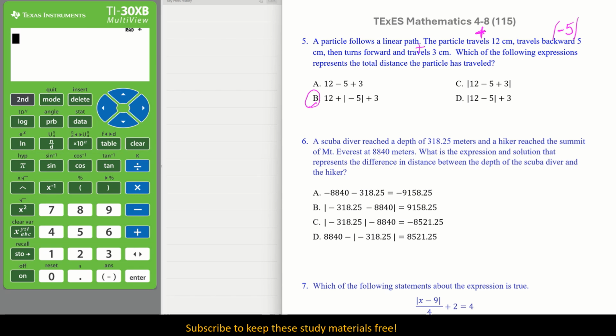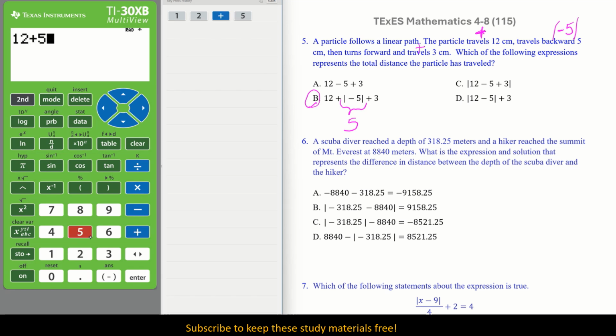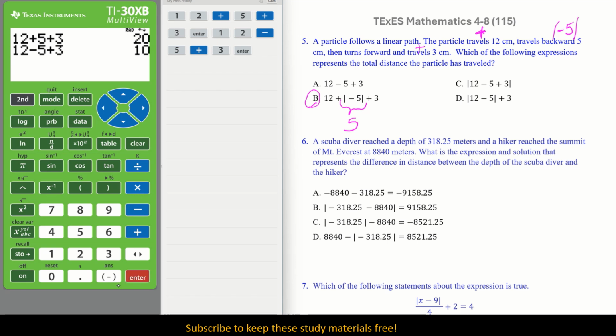Okay, so let's see. Yeah, let's put it in our calculator because we know this is a +5 because it's just distance. Okay, so 12 plus 5 plus a 3, 20 centimeters. So I agree with that. However, A, I'm going to have to disagree with because 12 minus the 5, well, we can't subtract off distance unless they tell us it's less a certain distance, but that's not what they're saying. So that would be 10. So I disagree with that.